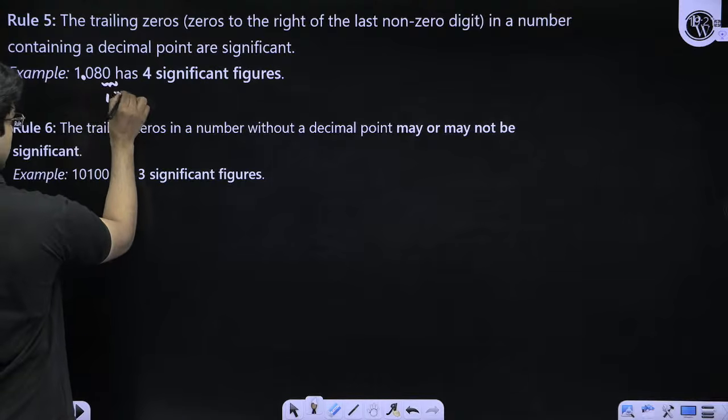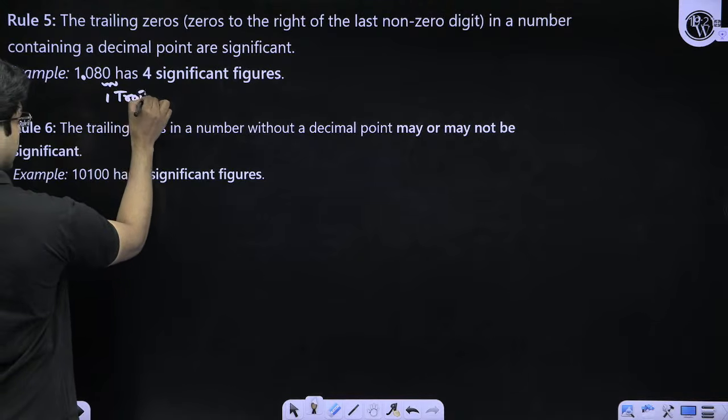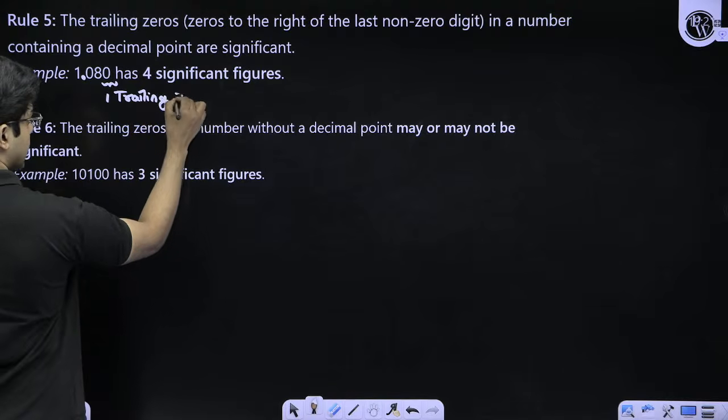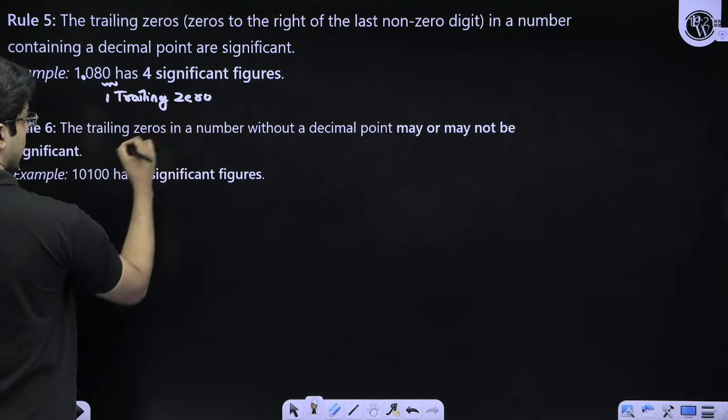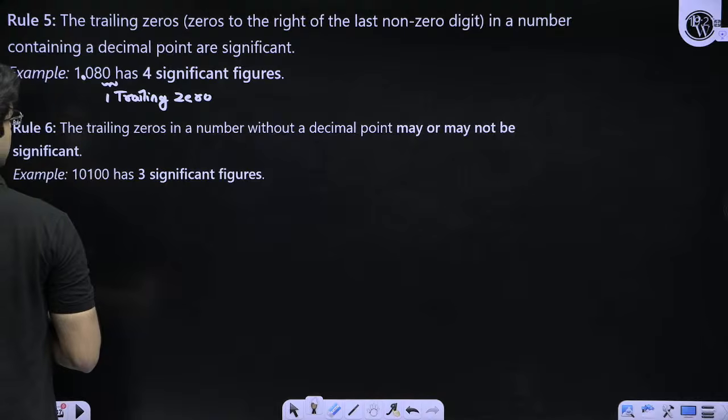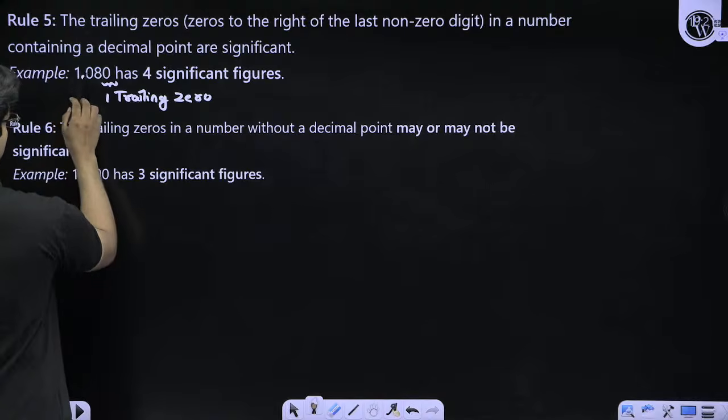One trailing zero. Trailing zero means zeros that come at the end. Okay, come at the end. So how many significant? 1, 2, 3, 4.